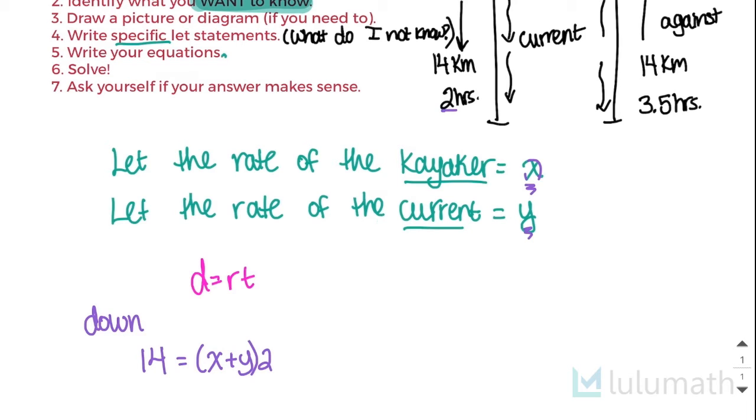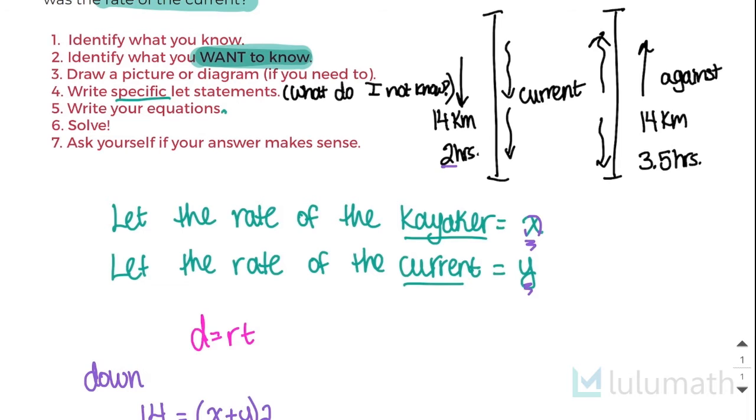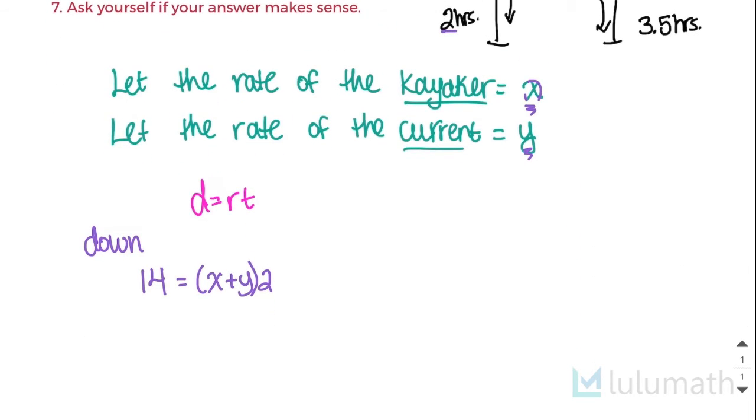and we know that it took that person 2 hours. Okay, now on the way back, which is what we have highlighted in blue, we know that the kayaker still traveled 14 kilometers. So that's the distance right here. We know that this time the rate is going to be slower. The kayaker is going X kilometers per hour, but the current is slowing this person down.